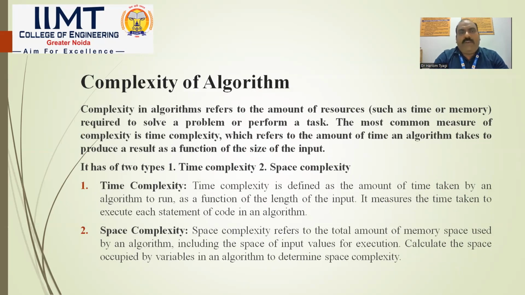Now, complexity of an algorithm. Complexity in an algorithm refers to the amount of resources, such as time or memory. Memory means the space required to solve a problem or perform a task. The most common measure of complexity is time complexity, which refers to the amount of time an algorithm takes to produce a result as a function of the size of input. There are two complexities, the time complexity and the space complexity. We measure these two things.